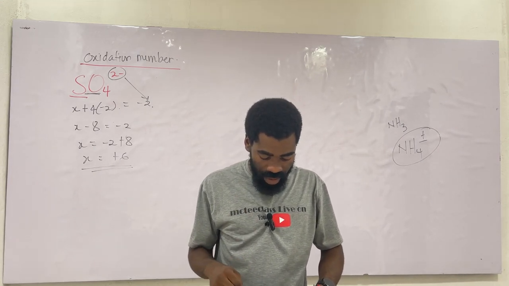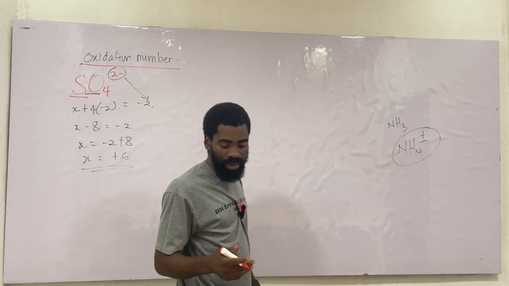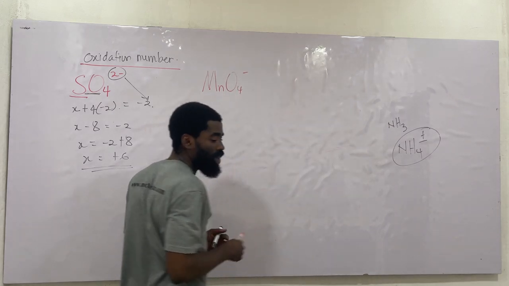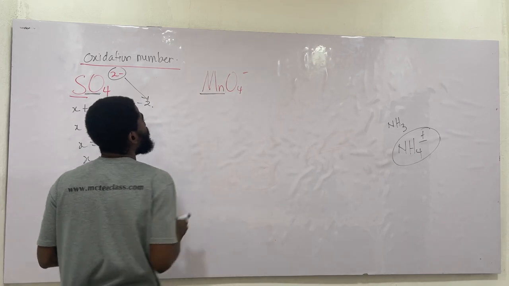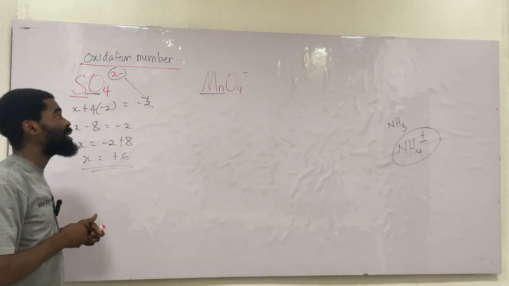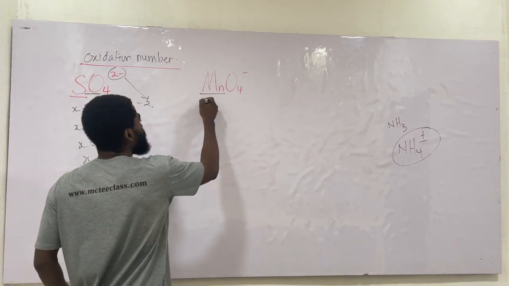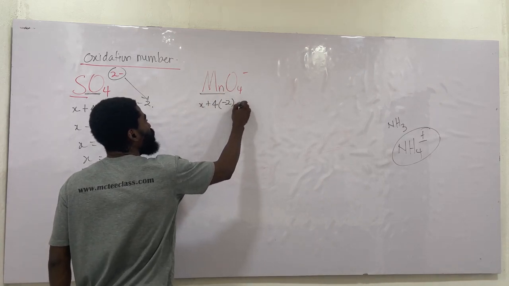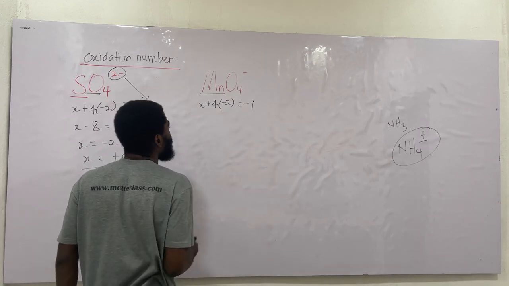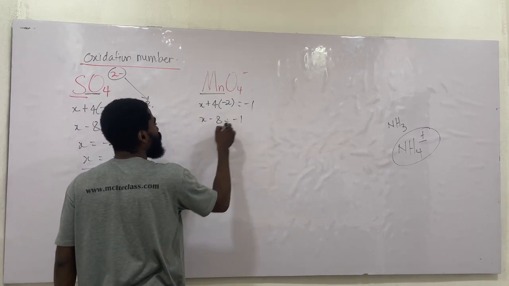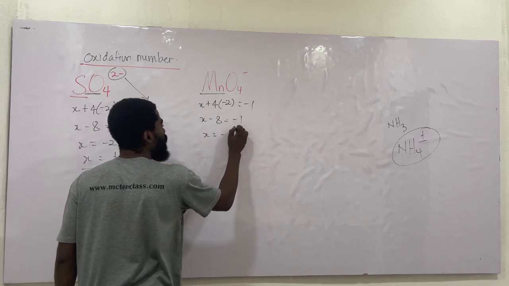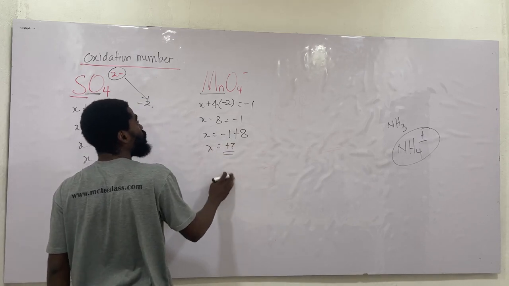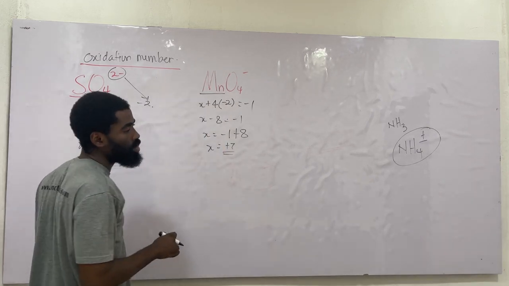Okay. Now let's try another one. We have some examples here. Let me go with MnO4 minus. I'm to find the oxidation state of the underlined element, which is Mn, manganate ion. Since I don't know that, I'll let X be equal to this element's oxidation state. X plus 4 times O2 minus, and overall is -1. So I get X minus 8 equals -1. X will be equal to -1 plus 8, and X will give me plus 7. That means the oxidation number for manganese here should be plus 7. I hope you understand what I'm saying.